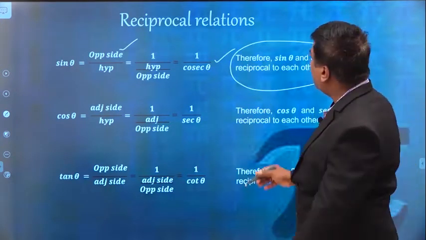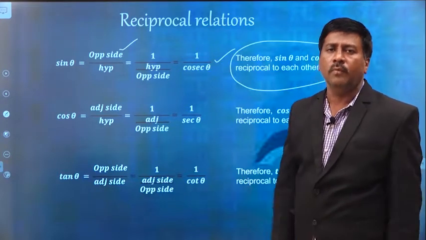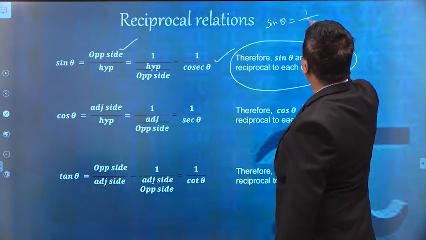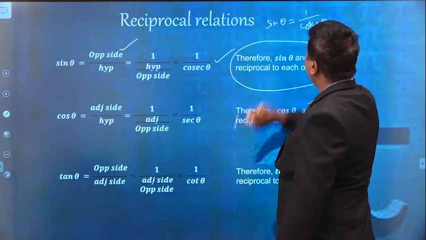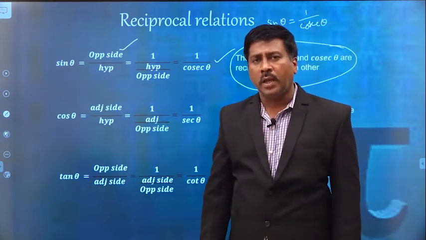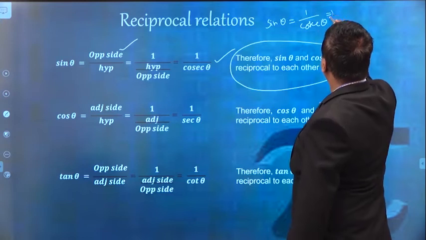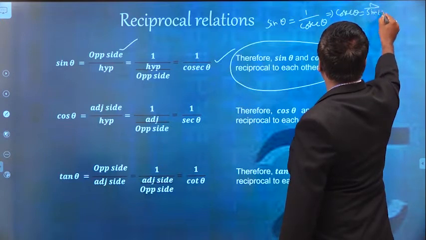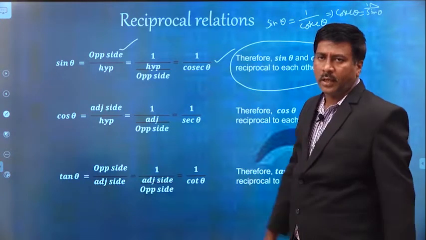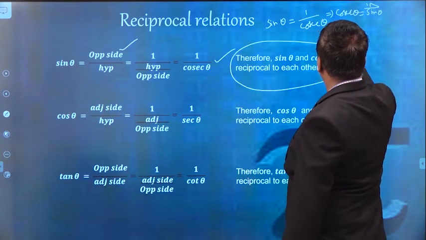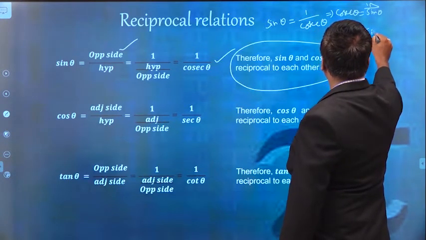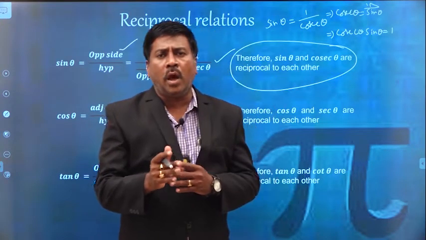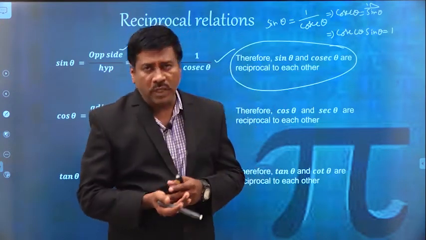Reciprocals means the product of those two values is equal to 1. Here we conclude that sin theta is equal to 1 by cosecant theta. Simply, cosecant theta is equal to 1 by sin theta. So cosecant theta into sin theta is equal to 1. That means sin theta and cosecant theta are reciprocals of each other.